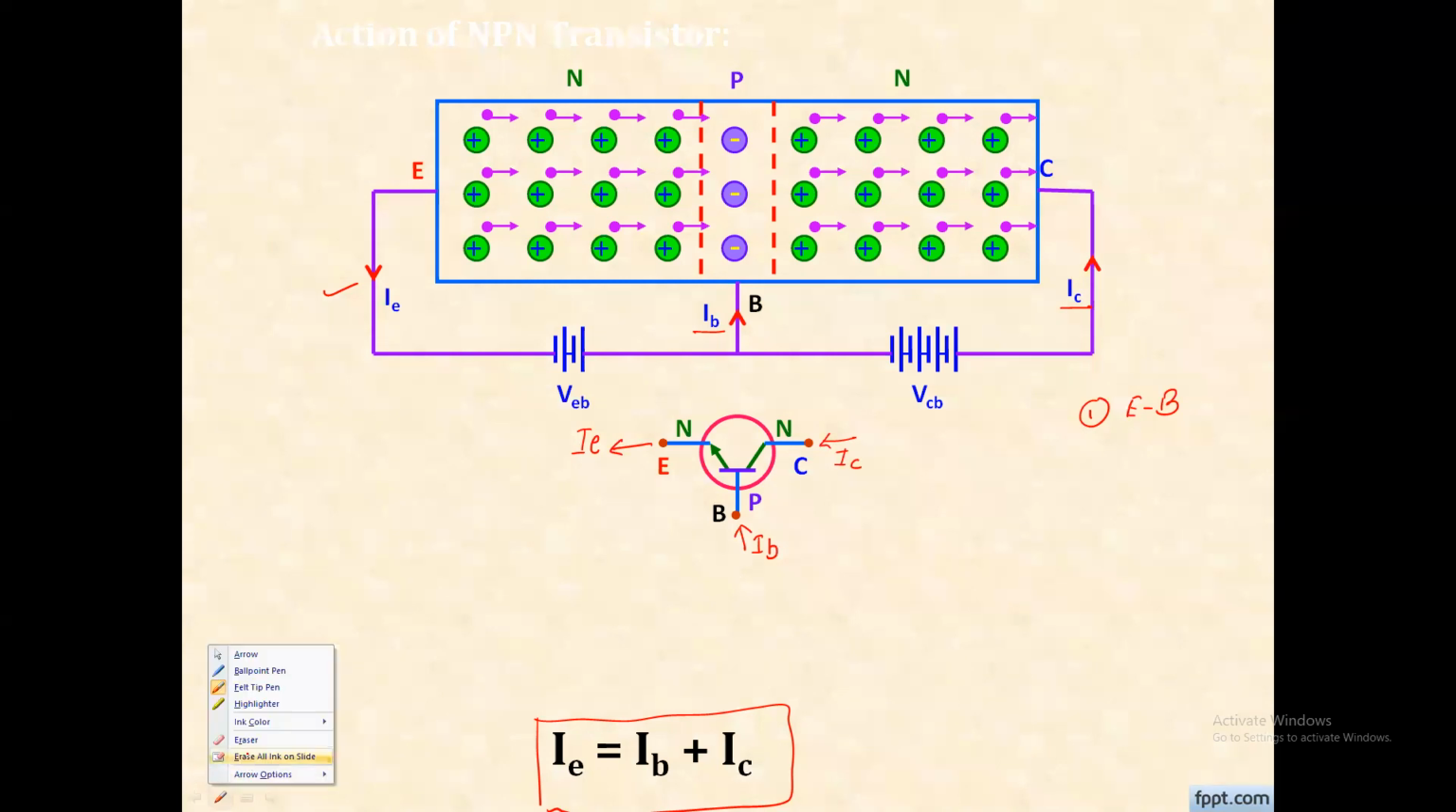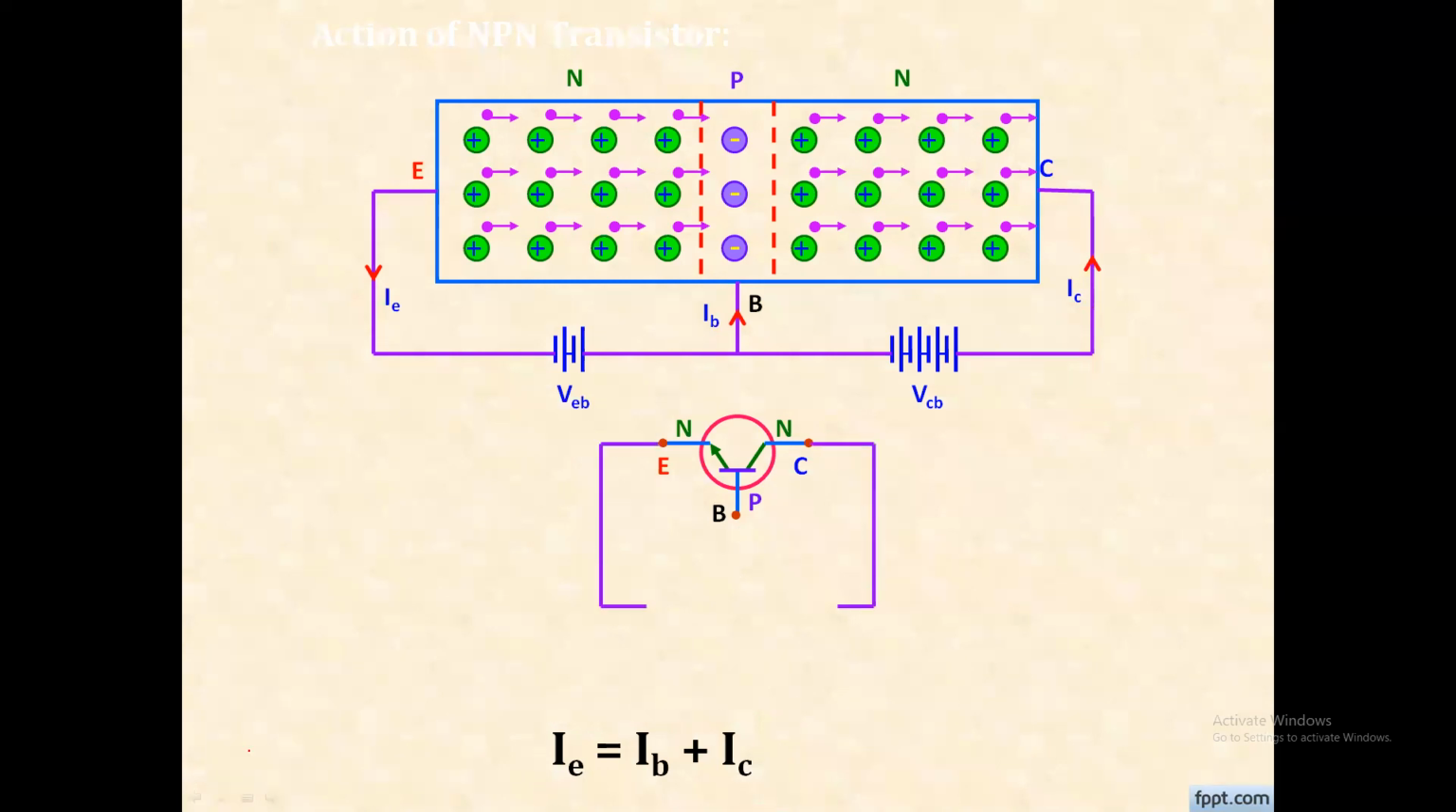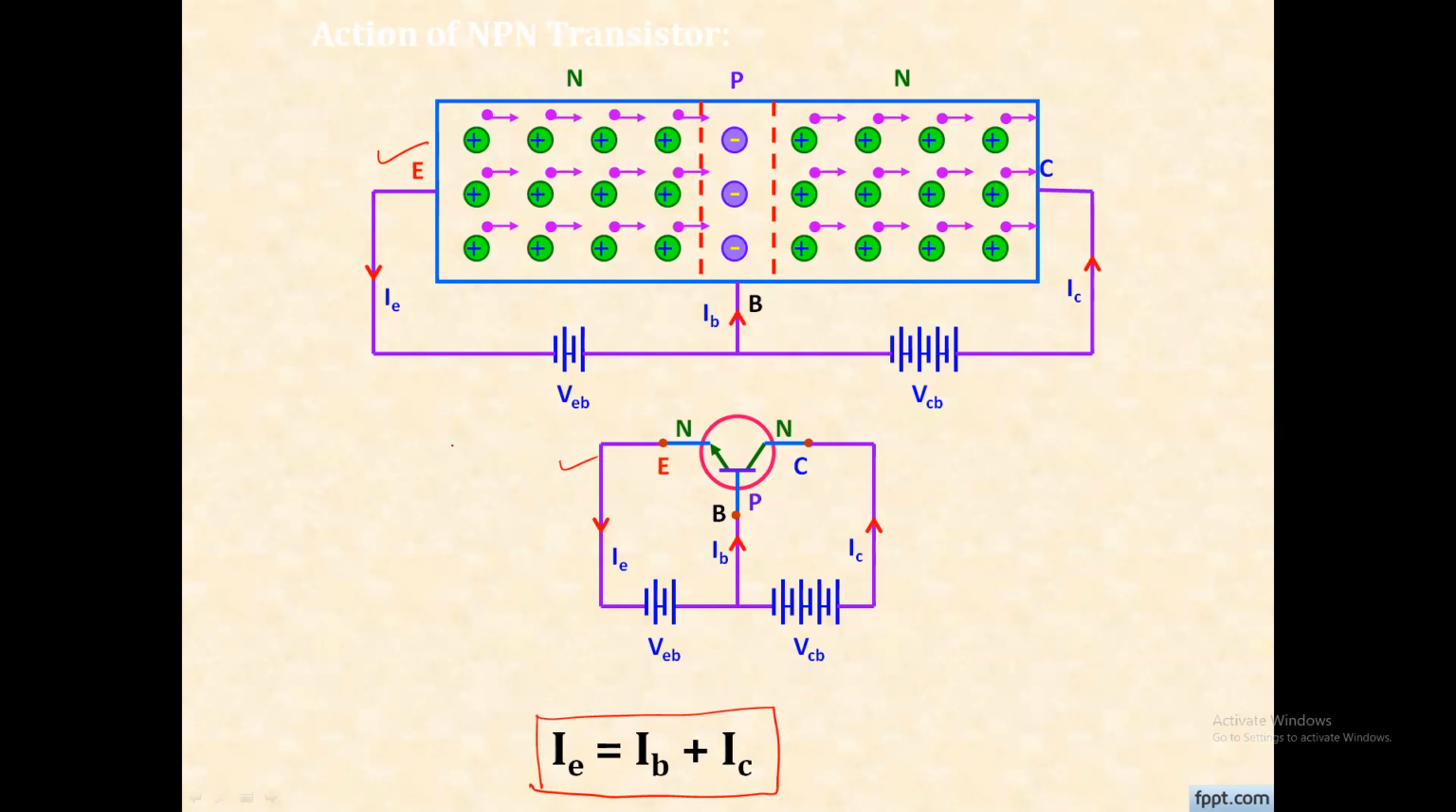Is that point clear? And now, if you see that the emitter to base junction is connected in forward bias and collector to base in reverse bias. Now this is the block diagram. And this is the same diagram, but with the help of symbol. No change in it. Clear? And here you will get that equation, this one. Now this is about the NPN type of transistor.